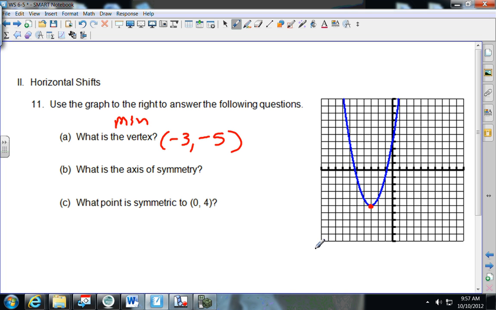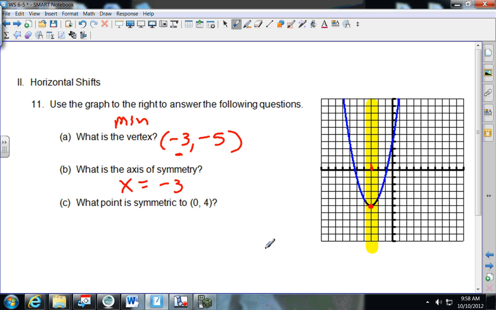Now, it says, what is the axis of symmetry? Remember, axis of symmetry is this line right here where you fold the parabola in half. I told you axis of symmetry is going to be x equals whatever the x number is of the vertex. X equals -3. Because that's that line, that vertical line.